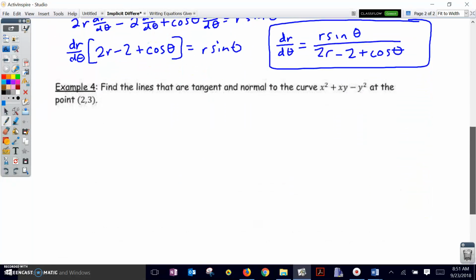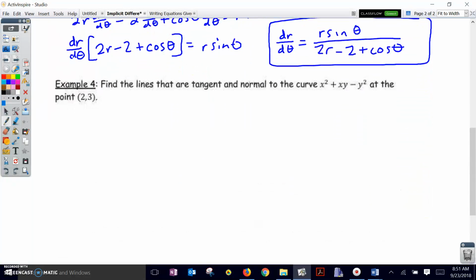Alright, example 4. We're supposed to find the lines that are tangent and normal to the curve. Oh boy, and I forgot the right hand side of the equation here. It should be x squared plus xy minus y squared equals 1. Sorry about that, typo on my part. X squared plus xy minus y squared equals 1. We're supposed to find the lines that are tangent and normal to this curve at the point 2, 3.